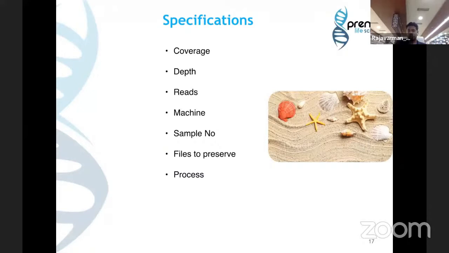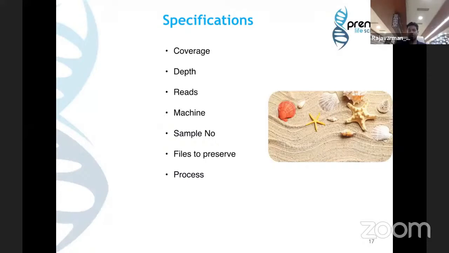And the third one is the machine, as I told: which machine should I process on to get these kinds of data sets? And sample number, as I told before: how many samples can occupy one particular batch? If I put this many samples in this batch, how much coverage and depth will I get? Those kinds of pre-calculation estimations should be well defined so that the expected results are in place. And files to preserve, as I told before: which things should be archived permanently, and which should be at the front desk so that you can access them anytime. That part should be well defined in SOPs.